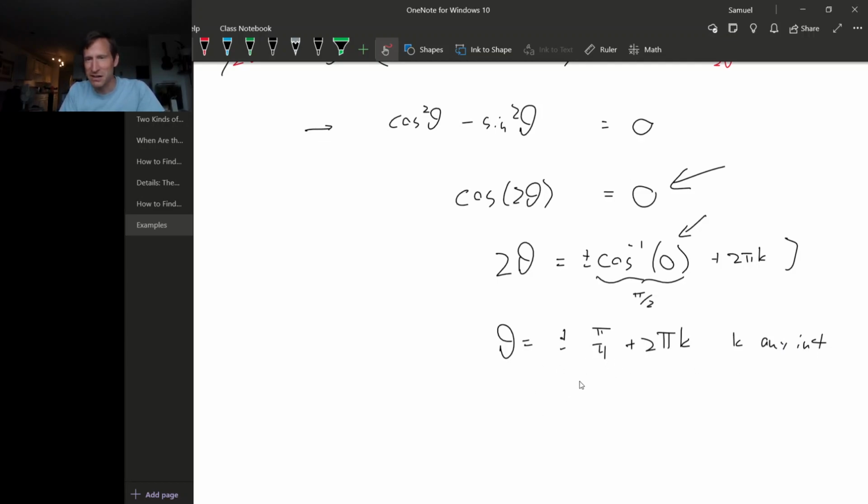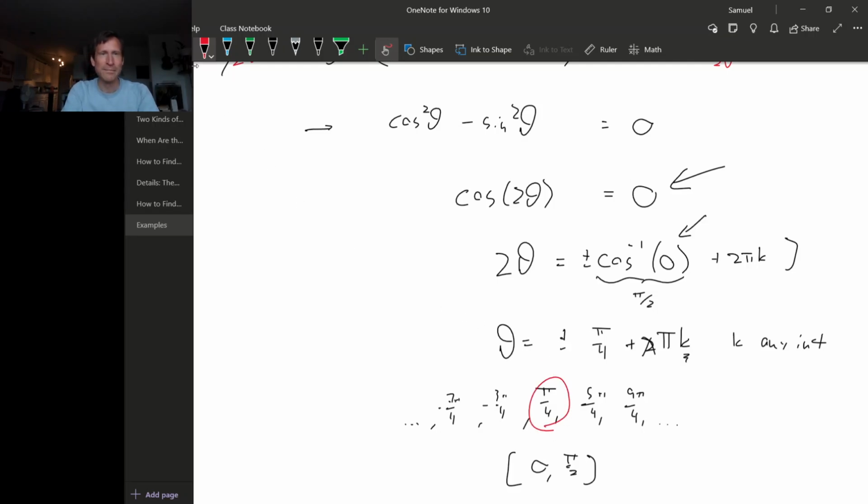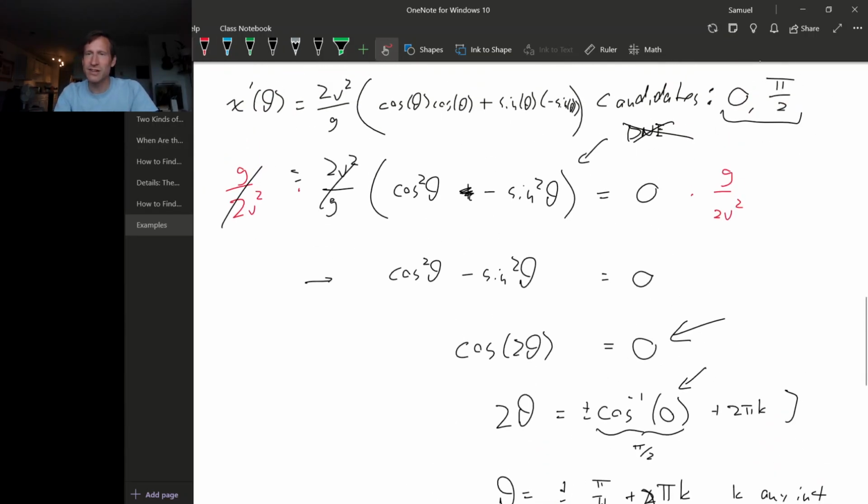Okay, so if we made a list of all of these, it's pi over 4, and then, oh, I forgot to divide this by 2 here. So pi over 4, 5 pi over 4, 9 pi over 4, and so on. And then going the other way, because k could be negative, would give us negative 3 pi over 4, negative 7 pi over 4, and so on. But again, we're looking for angles in the interval from 0 to pi over 2. And there's only one of these angles that's between 0 and pi over 2. It's pi over 4. So there's one other angle to add to our list of candidates here, pi over 4.